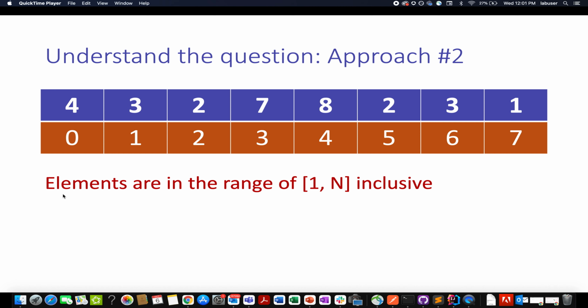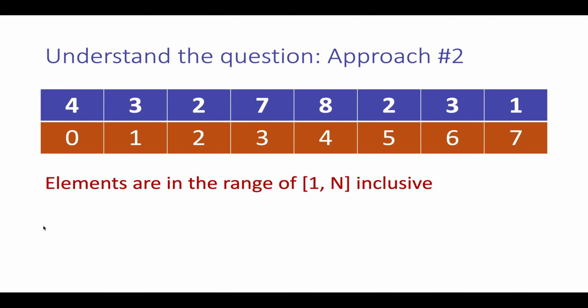There was an important property that was specified in the question that all the elements lie within the range of 1 to n inclusive. And we also know that the indexes of the input array lie within the range of 0 to n minus 1 inclusive. Can we utilize these two properties to come up with a constant space solution? The answer is yes. How? Let me just show that to you.